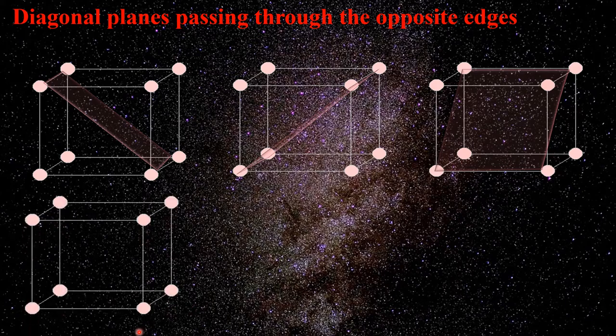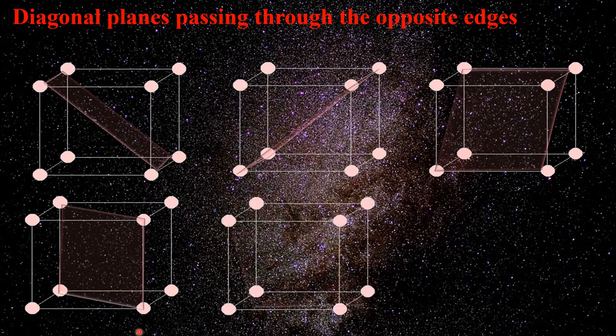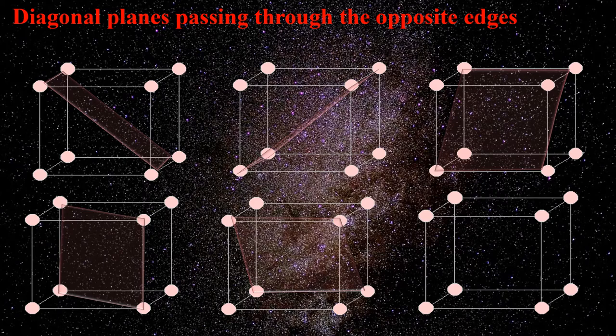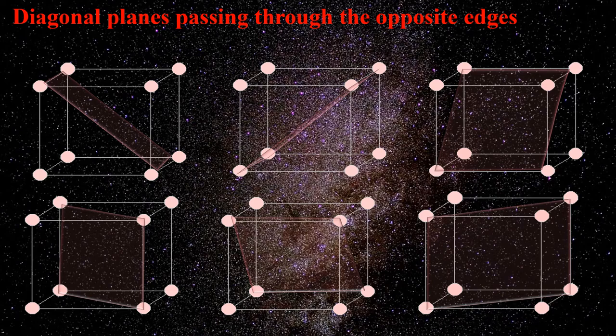We have another cubic structure. This is another plane, a diagonal plane passing through opposite edges. Here is another cube, and this one is another diagonal plane passing through opposite edges and dividing the crystal into two mirror image parts, both parts having the same symmetry. So this is the sixth one, diagonal planes. Again this diagonal plane passes through opposite edges and divides the crystal into two equal parts which are mirror images of each other.